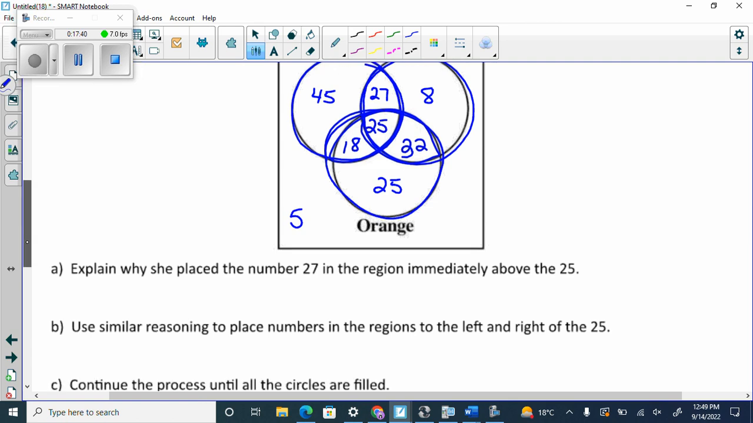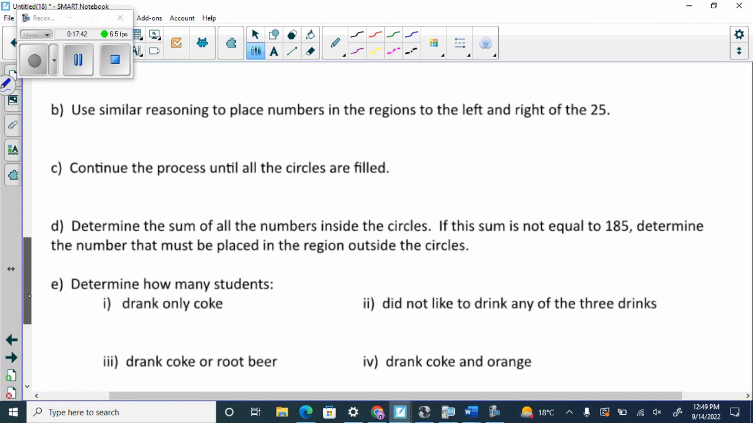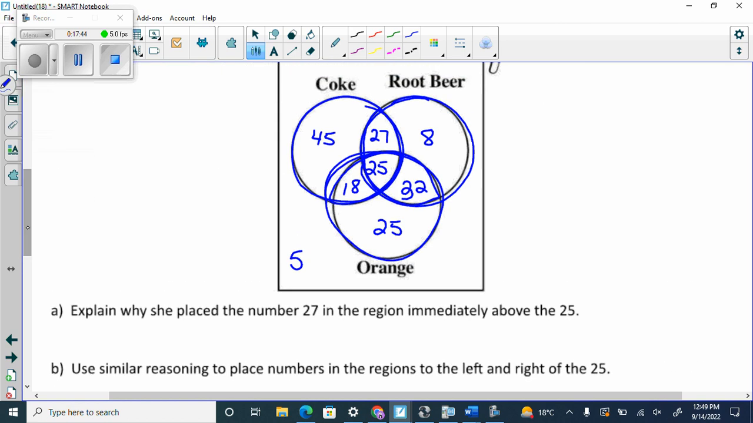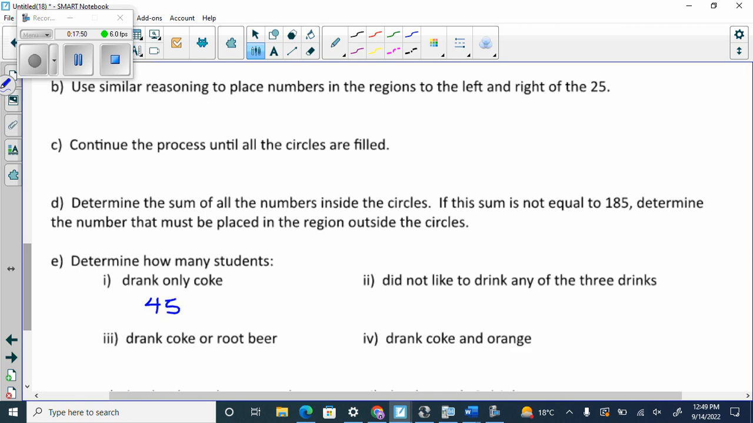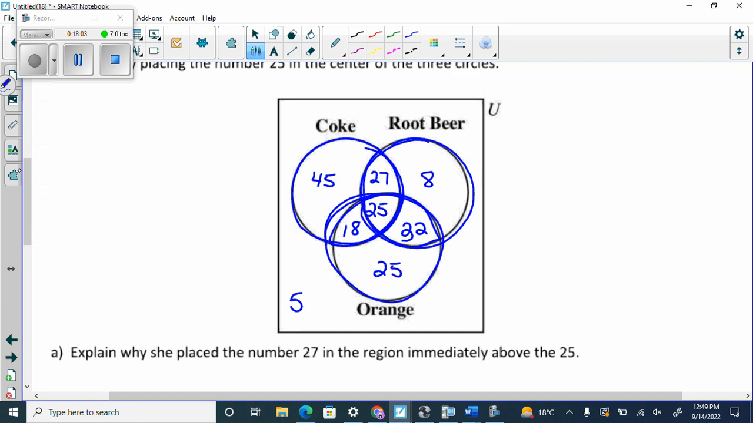Now they want drank only Coke. How many of these drank only Coke? 45. It's that little piece by itself. Did not like to drink any of the three. There was 5 of them on the outside. Drank Coke or root beer. Or is what shape? A snowman. So the Coke or root beer snowman is this snowman. So if I add that up, what do I get? 155.